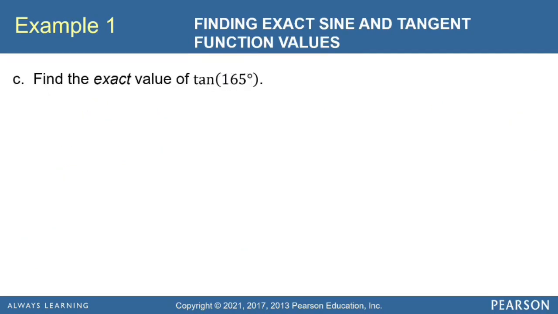Now here in part C, we're going to get to practice with the tangent identities just a little bit. So it says find the exact value of the tangent of 165 degrees.